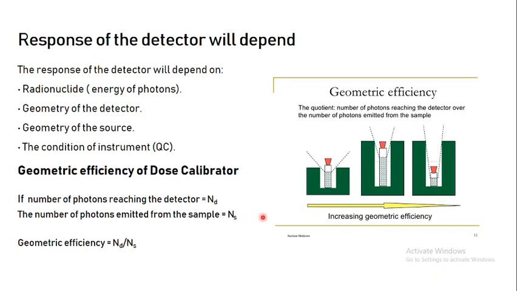So this is not a good geometry. This is also not a good geometry. This is a very good geometry, because the maximum number of photons are received by the detector. In this one most of the radiation goes away from the gas tube and is not received by the detector, and in this geometry most of the radiation is exposed to the open environment, not to the detector system. So this is not an efficient geometry, and this is an efficient geometry.